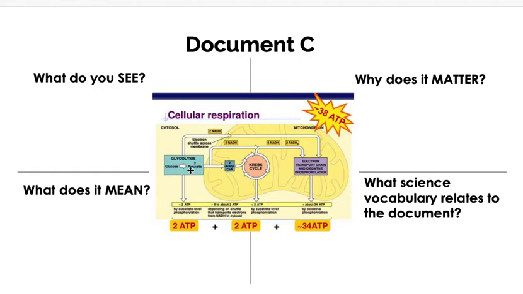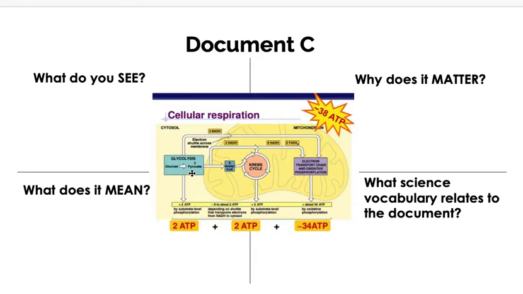You have pyruvate, Krebs cycle, and the electron transport chain. You have adenosine triphosphate, ATP. That's your vocabulary term. You have mitochondrion and you have cytosol. Now, recalling some of the additional vocabulary, you may remember that glycolysis and the Krebs cycle do not use oxygen. They're anaerobic. Glycolysis is anaerobic, meaning there's no oxygen being used in that process.